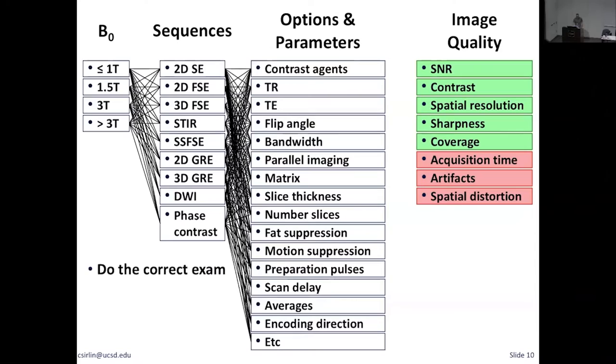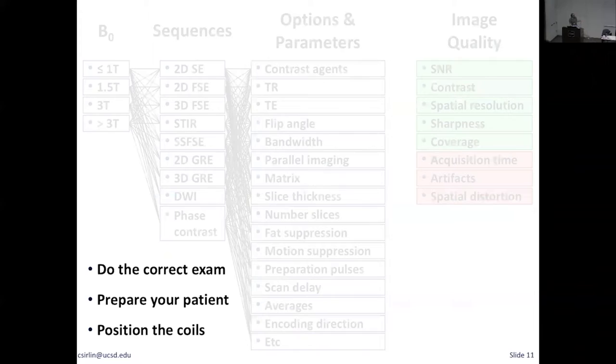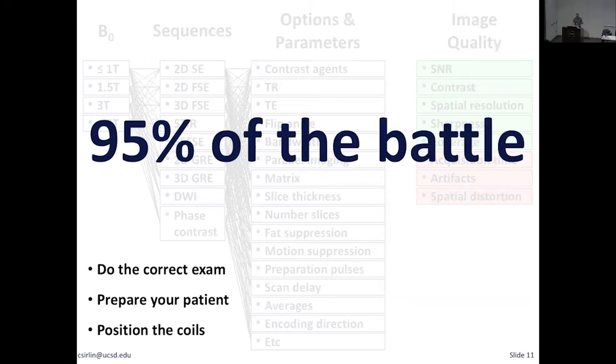Well, if it sounds too complicated, in many ways it is. I want to remind us that there are a few principles that are more important than this entire complicated network of lines. The first is do the correct exam. The second is to prepare your patient. And the third is to position the coils. If you do those things, then you have won 95% of the battle.